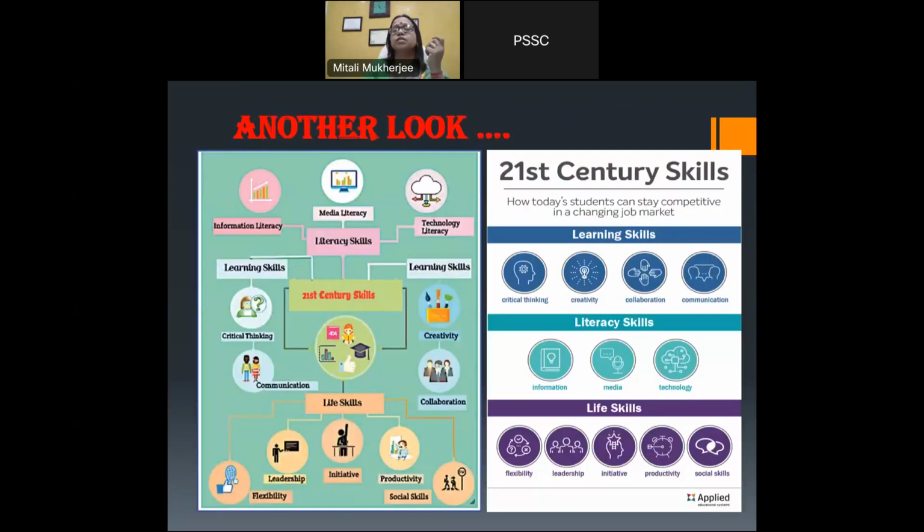तो 21st century skills इनकॉर्पोरेट करना हमारी टीचिंग में बहुत बहुत जरूरी है. अब सवाल ये है, it's a very small question, you will ask, ma'am, how to do that. Very easy, very simple.